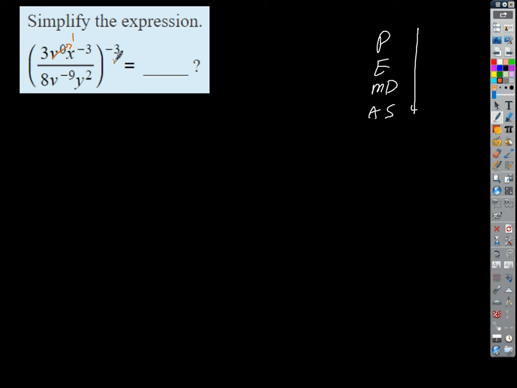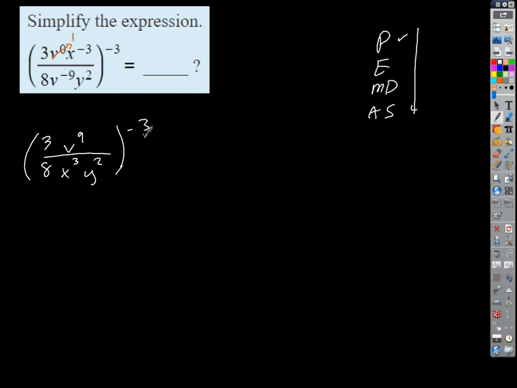So let's think about this. Let's go ahead and flip stuff around. So x to the minus 3. Let's just go through it like we normally would, because we're still inside parentheses. So inside the parentheses, the 3 is going to stay on top, the 8 stays on the bottom, the y squared stays on the bottom, right? Because that's a positive exponent. What happens to the x to the minus 3? On the bottom, right? What happens to the v to the minus 9th on the bottom? Up top, make it positive. There you go, good.